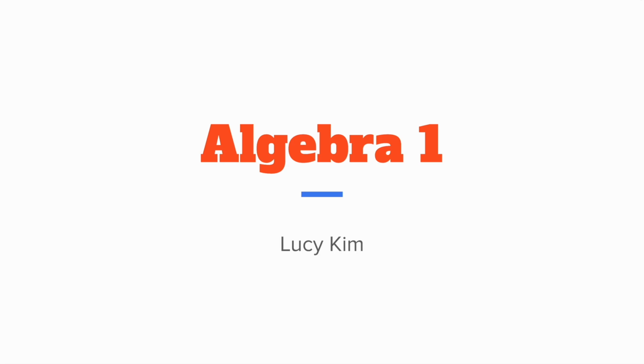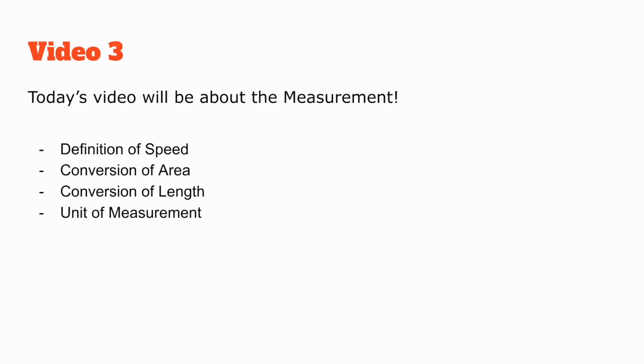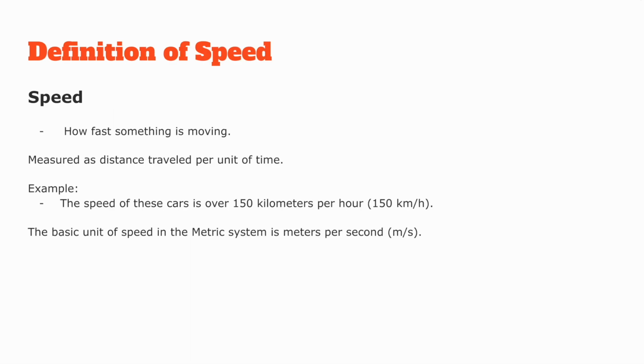In today's video, we're going to move on to Unit 2, which is about measurement. In this unit, we're going to learn about definition of speed, conversion of area, conversion of length, unit of measurement, unit converter, errors in measurement, and percentage error. In today's video, we're going to talk about definition of speed, conversion of area, conversion of length, and unit of measurement. First, let's talk about definition of speed.